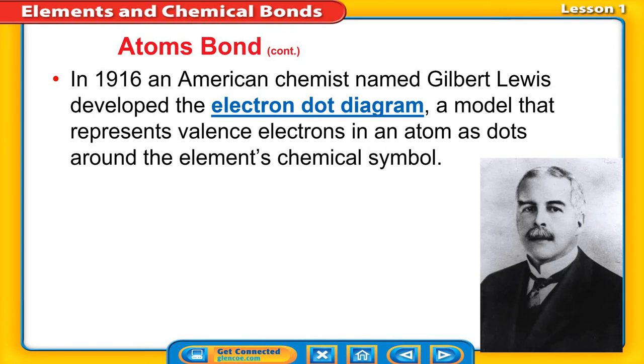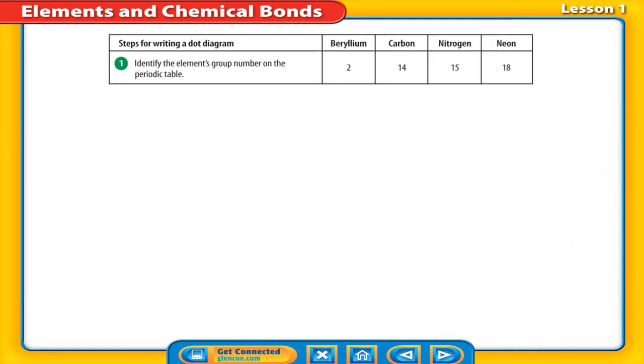In 1916, this American chemist, Gilbert Lewis, made an easy model called the electron dot diagram. It shows the electrons found on the last energy level, so they're called valence electrons, around the element's chemical symbol, like this. This is phosphorus. It is showing the electrons found on the last energy level around the symbol. I'll tell you how to do it.